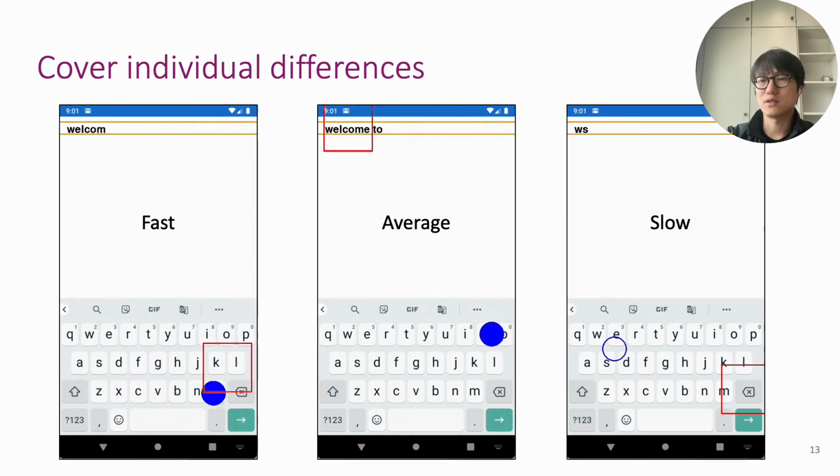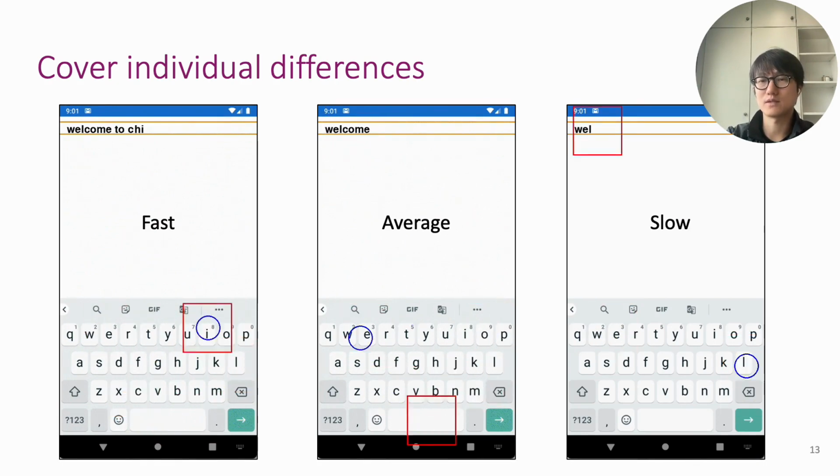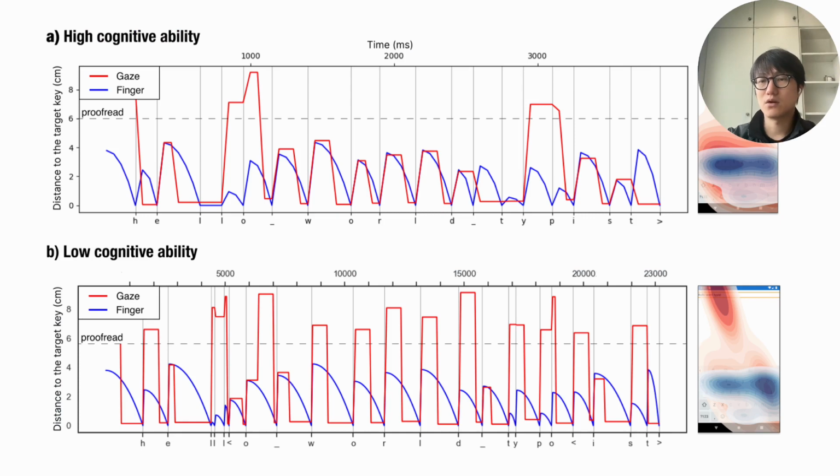This animation shows the individual differences of the model from fast to slow typing performance. We can take a closer look at the model's behavior with high and low cognitive ability. So when typing one target phrase, the fast one takes only 4 seconds and the slow one uses around 23 seconds. With high cognitive ability, the finger moves rapidly with no errors and the vision continues guiding it with only a few glances at the text place.